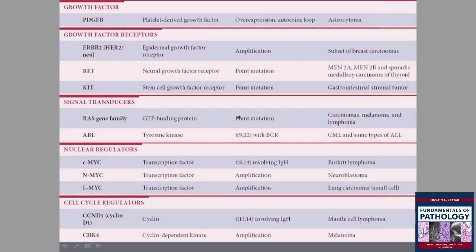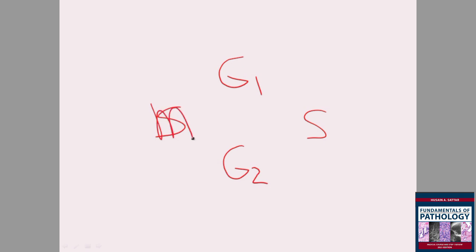Okay, so now let's go to the final group of oncogenes, and these are the cell cycle regulators. And it's important to note that the cell cycle regulators are proteins that assist movement through the cell cycle. So let's go back and create a little whiteboard. Remember that the cell cycle basically consists of G1, S, G2, and M. Now, important to note here that the G1 to S phase is the most highly regulated of the cell cycle.